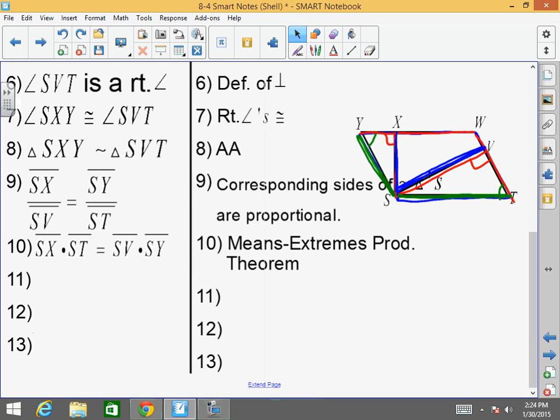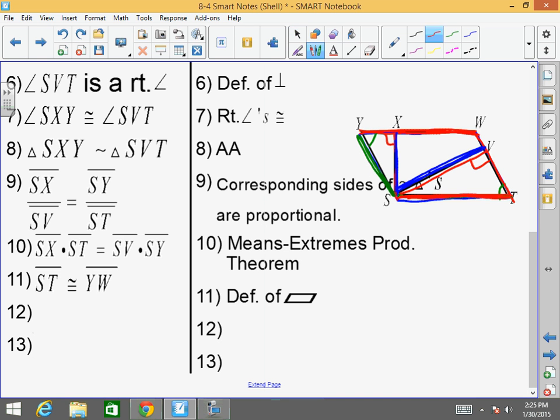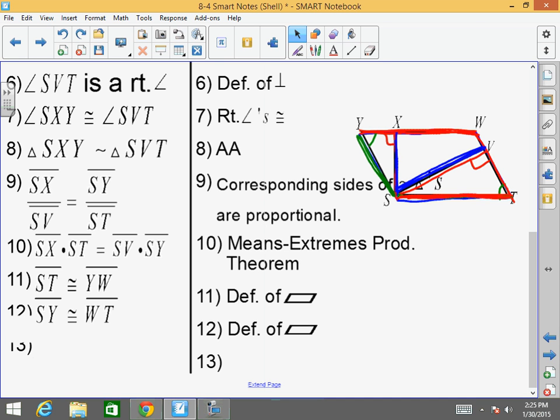And now here's where I blow you away. ST is congruent to YW. ST, which is this guy, is congruent to YW. Why? Opposite sides of a parallelogram are congruent. I will let you slide with definition of parallelogram. But if ST is congruent to YW, can't I go ahead and substitute here? And SY is also congruent to WT. So SY, I know we're almost done, is congruent to WT because of the definition of parallelogram.